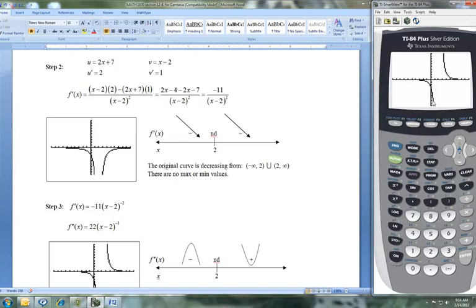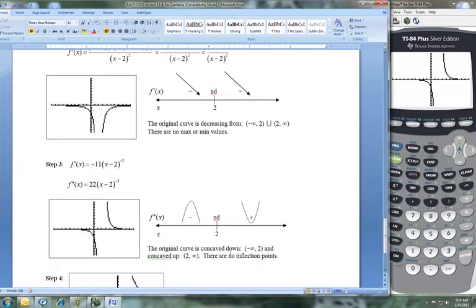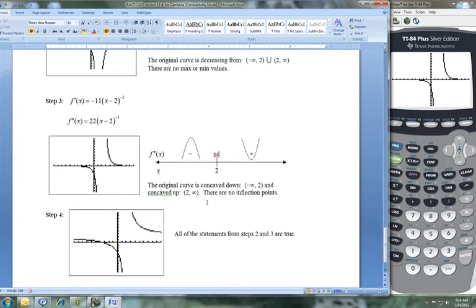My second derivative is below the x-axis to the left, above the x-axis to the right, so that's where my negative and my positive. And with the second derivative, if it's negative, it's concave down. If it's positive, it's concave up. So original curve, there it is, concave down from negative infinity to 2, concave up from 2 to infinity. There are no inflection points. So I don't have very much to graph on here.